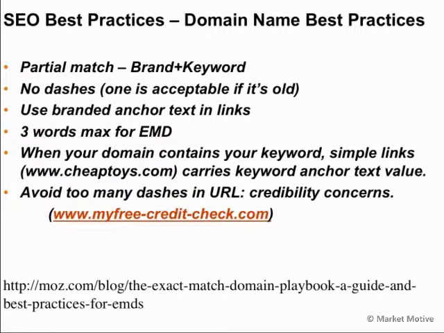So overall, domain name best practices, I'd say go with a partial match where you can: brand plus your keyword. Don't use any dashes. You can do up to one if it's an old site that you've had for a long time. Don't bother trying to redirect it. If you're using an exact match domain, try to get that branded anchor text when you can, so that you're not getting too much commercial or targeted anchor text. Up to 3 words max. I wouldn't go beyond that. 3 words is even kind of pushing it now, but 2 words is still acceptable when it comes to exact match, and avoid those dashes for credibility concerns.